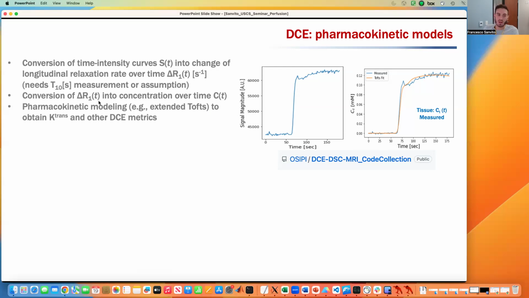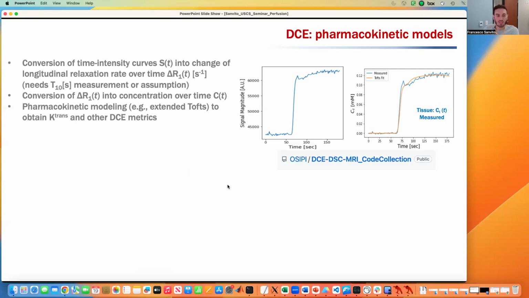After you have delta R1, assuming another constant, which is little r1, we're not going to talk about that in detail, we can convert delta R1 over time into a concentration curve. So at the end of the day, with some calculation, we can assume that the signal changes over time are proportional to the change in concentration over time. When I say concentration, I mean the concentration of the contrast agent, which is the blue curve here. So this is the change in concentration of the contrast agent that starts from 0 and then spikes over time.